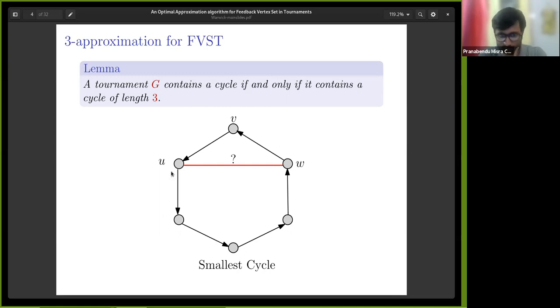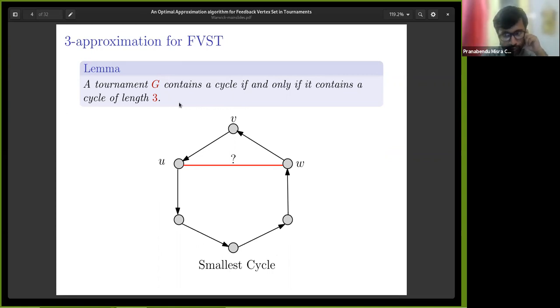So if the smallest cycle is not a triangle, then look at these two vertices, right, which are like one step away in this cycle, right? And since this is a tournament, there should be an edge between them, right? Now, consider the direction of this edge, right? If it is from U to W, then you actually have a triangle, and which also happens to be smaller than the smallest cycle. Or it's from W to U, in which case you have a cycle which is actually smaller than the smallest cycle. So that sort of contradicts your choice of starting with the smallest cycle, right? So this means that this tournament has a cycle if and only if it has a cycle of length 3.